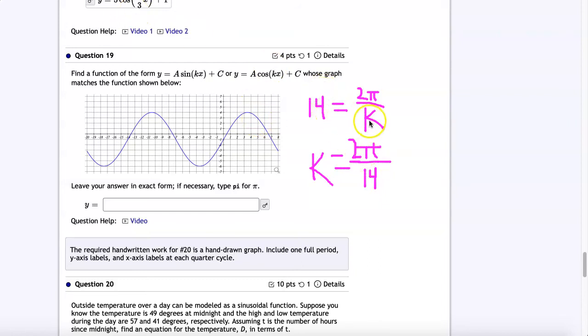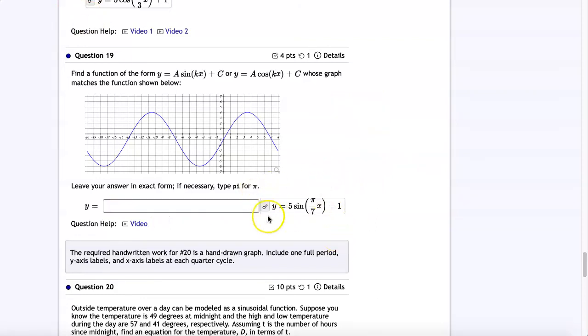So here, your k value is 2 pi over 14, which reduces to pi over 7. So I have an amplitude of 5. This is a sine graph. Pi sevenths. Shifted down 1. And here it is right there.